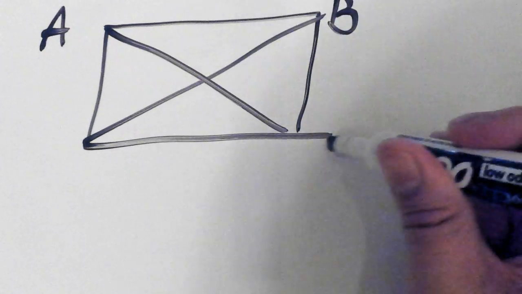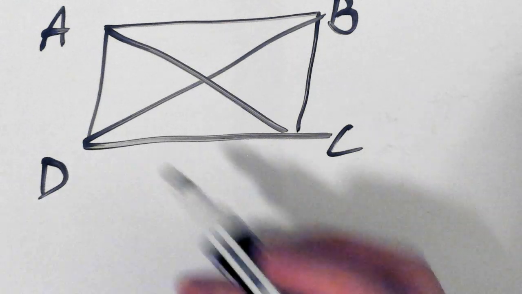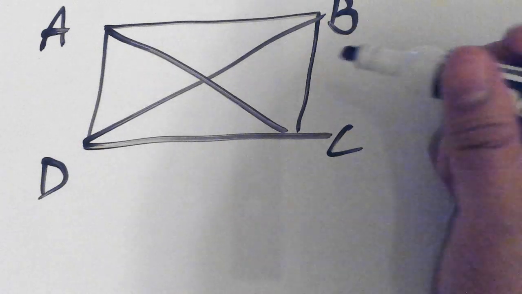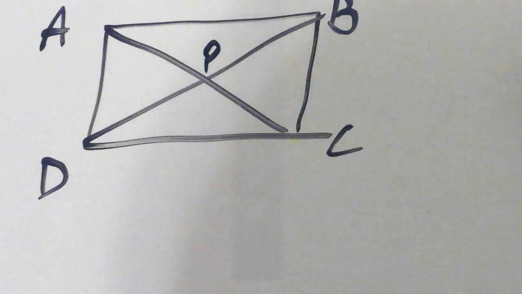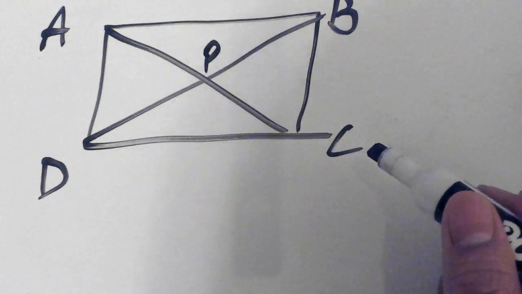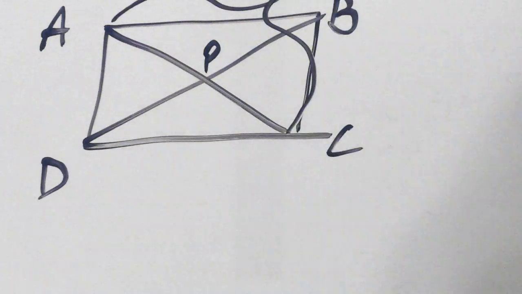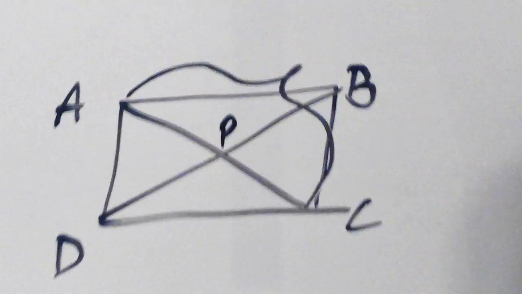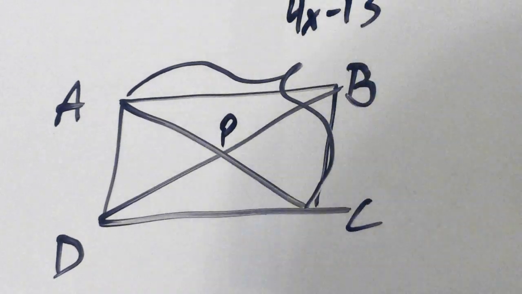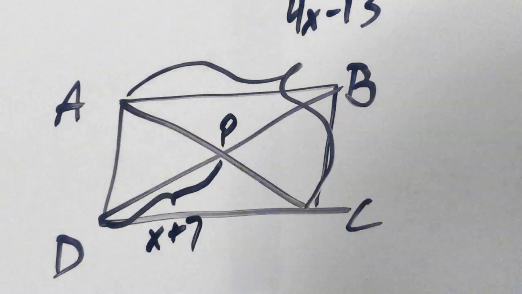A, B, C, D. Notice as I'm naming my quadrilateral A, B, C, D, I start from one corner and then I go clockwise. Point P. AC is 4x minus 13. So this entire segment right here is 4x minus 13. Then DP, just this part, is x plus 7.